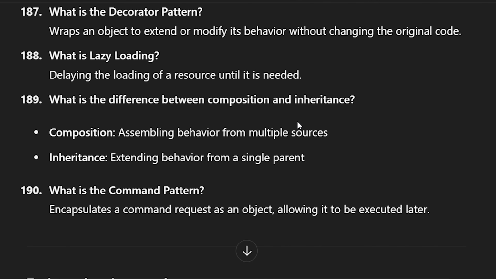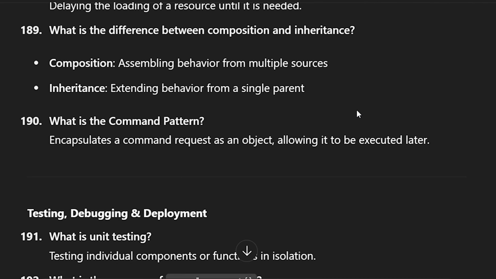188. What is lazy loading? Delaying the loading of a resource until it is needed. 189. What is the difference between composition and inheritance? Composition, assembling behavior from multiple sources. Inheritance, extending behavior from a single parent.